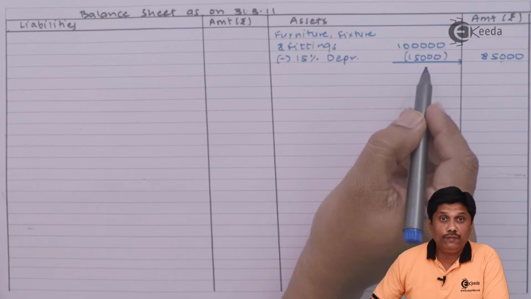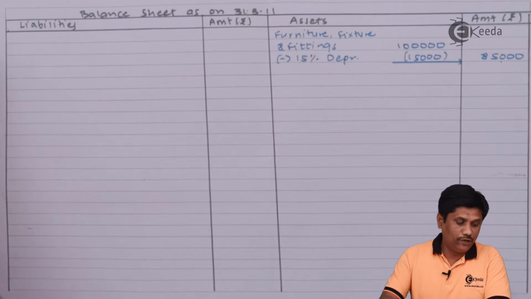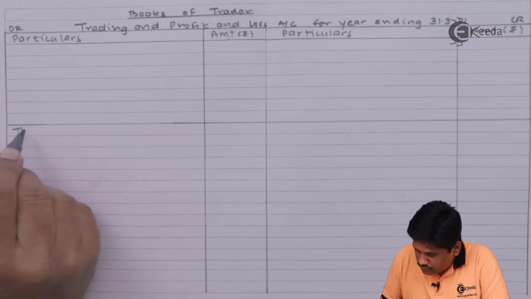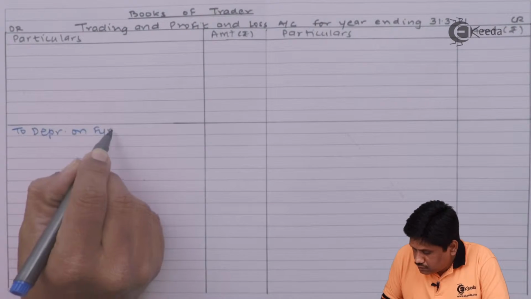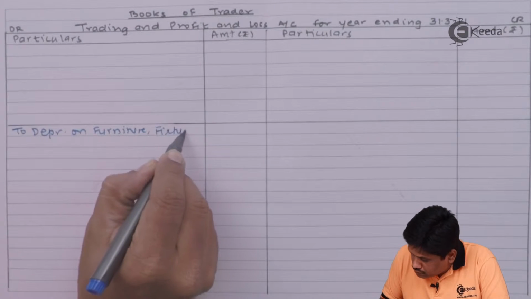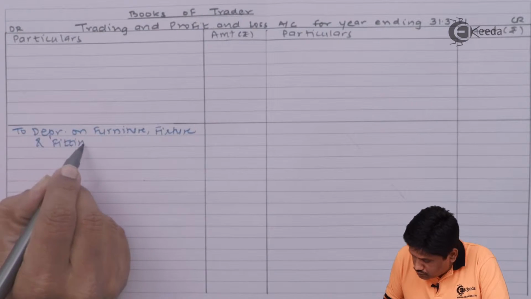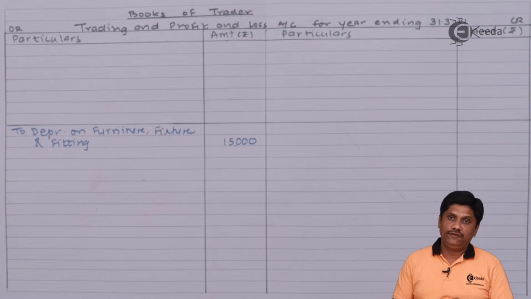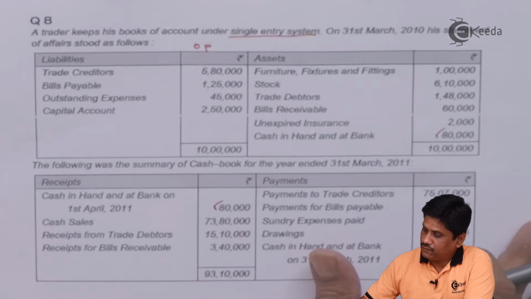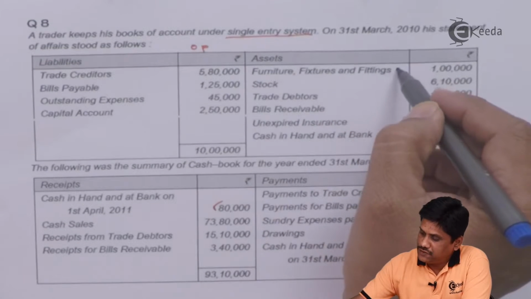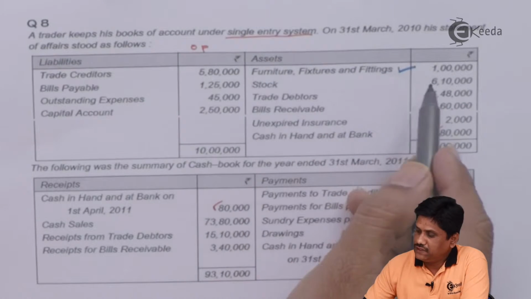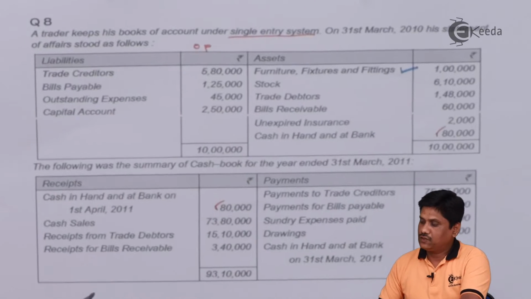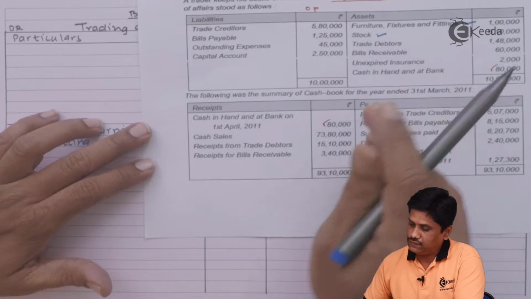This depreciation will be also debited to P&L account. So I am coming to P&L account now. So this is how I have given depreciation effect. So I can say this furniture is done. Stock 6,10,000 will become current year's opening stock. So I'm writing opening stock 6,10,000.